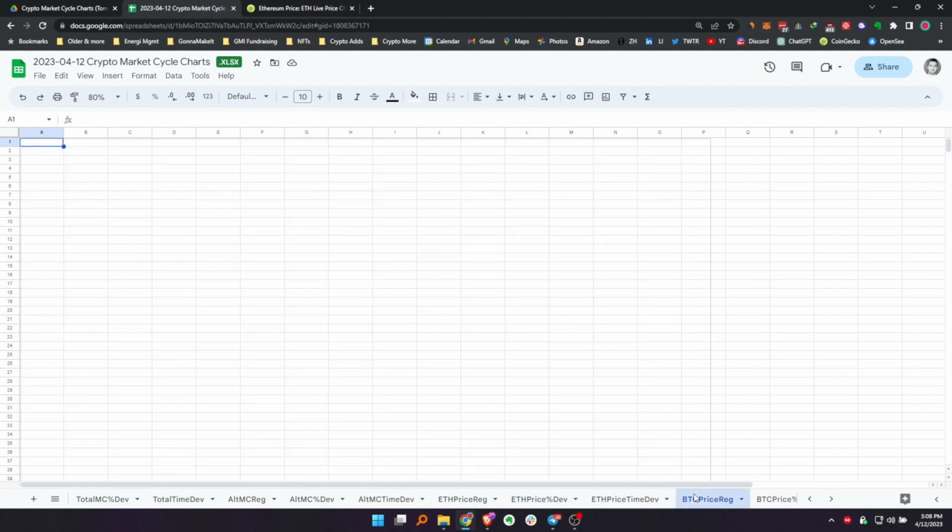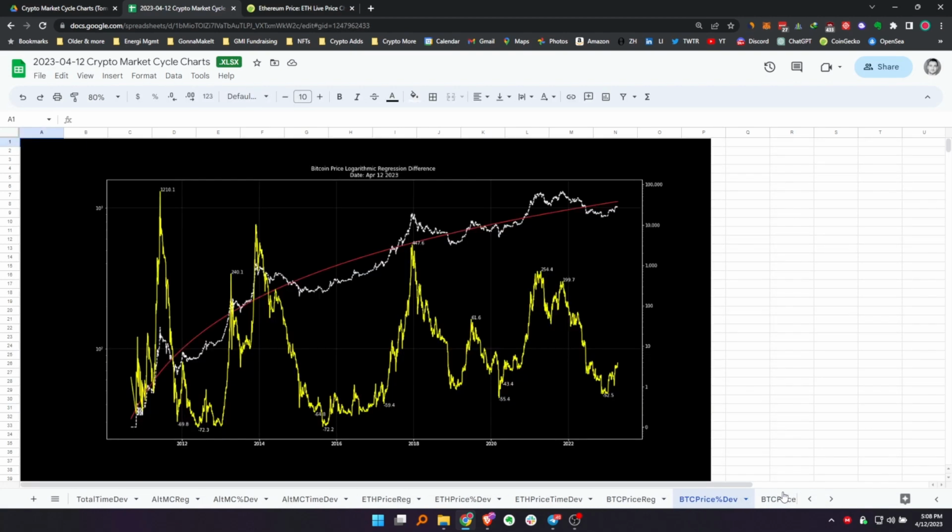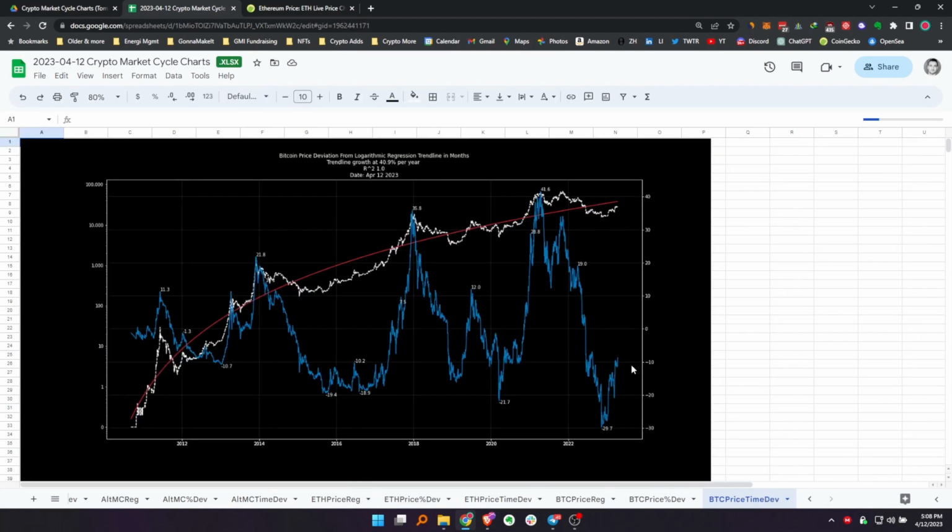And then let's look at Bitcoin. Bitcoin is interesting. You see Bitcoin is actually leading the way out of all this. Look, the price of Bitcoin is 30,200, which is awesome. We broke that 30,000 level. That's huge. Fair value of 38,000, growth rate of 40% per year. So let's look at the time deviation here. Bitcoin is still undervalued. It's about 10 months undervalued, and Bitcoin also hit an extreme undervaluation as well. But you see what happens when you hit an extreme undervaluation. You can have rapid moves out of that.